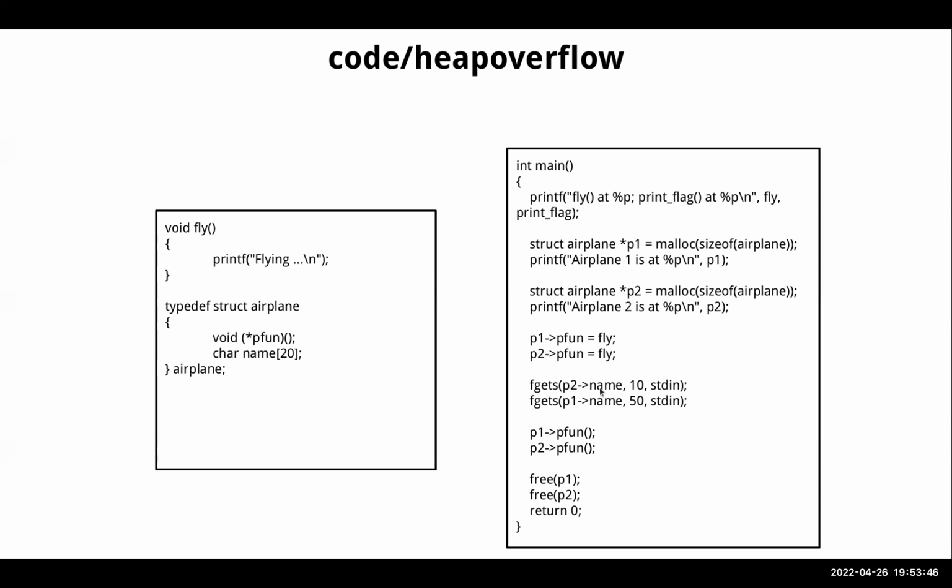Then we try to set the name of both airplanes. We set the second airplane's name first, which we input from stdin, getting 10 bytes. So there's no overflow, right? The second one, we set the first airplane's name. However, there is a bug in the code. We're actually retrieving 50 bytes from stdin, and we already know that the name here is only 20 bytes. So it's very likely we're going to overflow something on the heap, because those two objects are on the heap. Then after that, we will call those two functions again. After that, we free them. As an attacker, our goal is to capture the flag. So how can we capture the flag with this one?